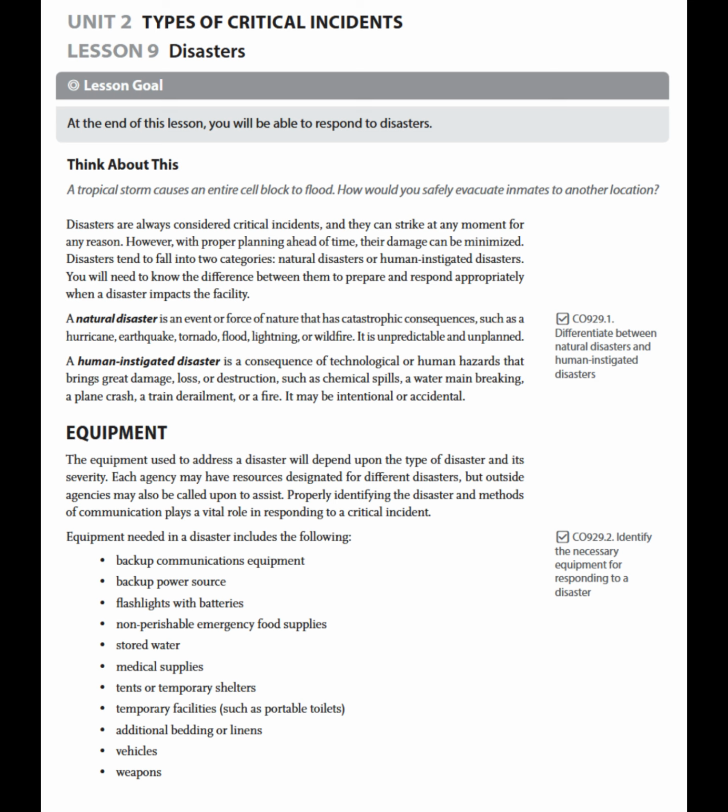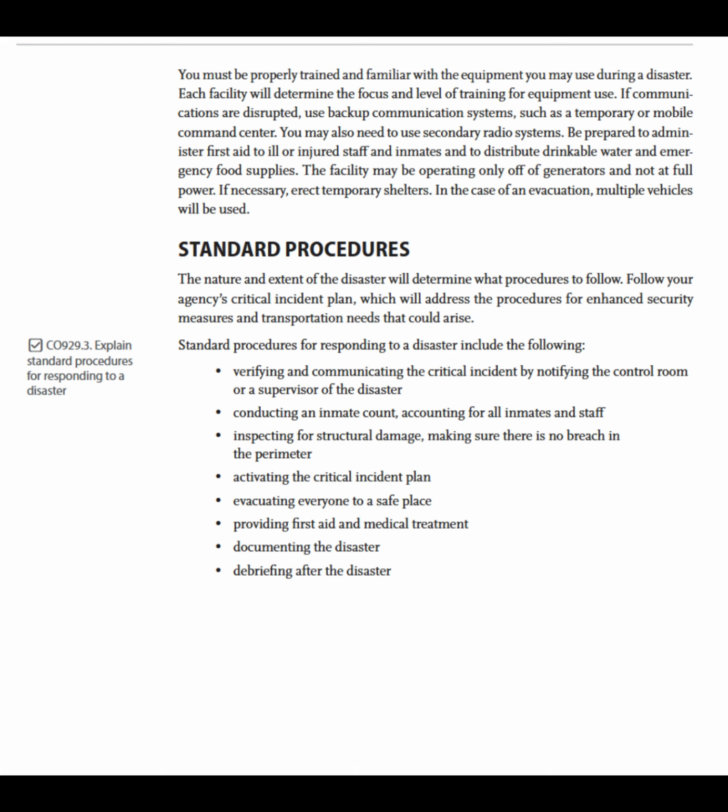Equipment needed in a disaster includes the following: backup communications equipment, backup power source, flashlights with batteries, non-perishable emergency food supplies, stored water, medical supplies, tents or temporary shelters, temporary facilities such as portable toilets, additional bedding or linens, vehicles, weapons. You must be properly trained and familiar with the equipment you may use during a disaster.